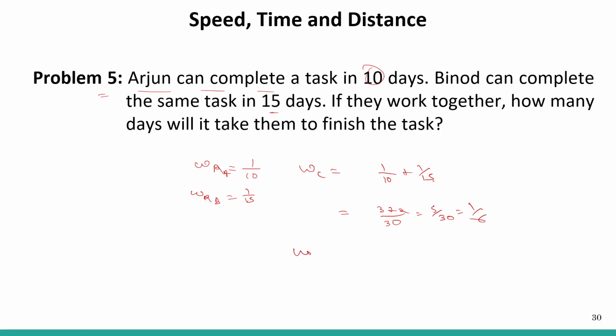Okay, so number of days is equal to what? It will be the reciprocal of the combined work rate. So 1 by 1 by 6, right? So this will be equal to 6. So it will take them 6 days to complete the task.